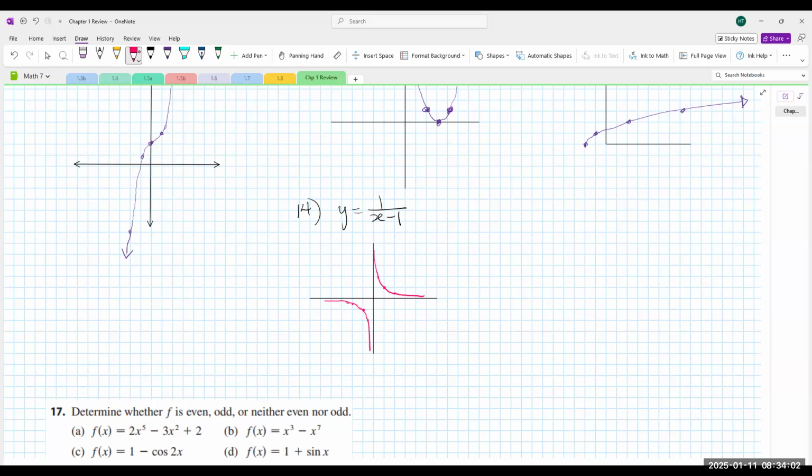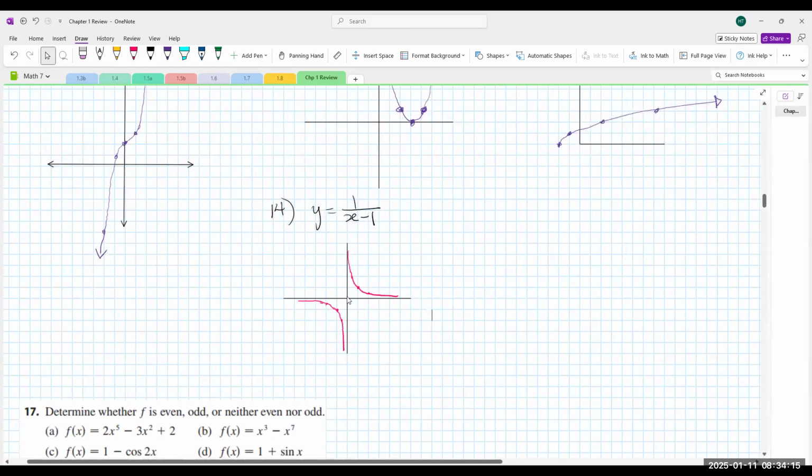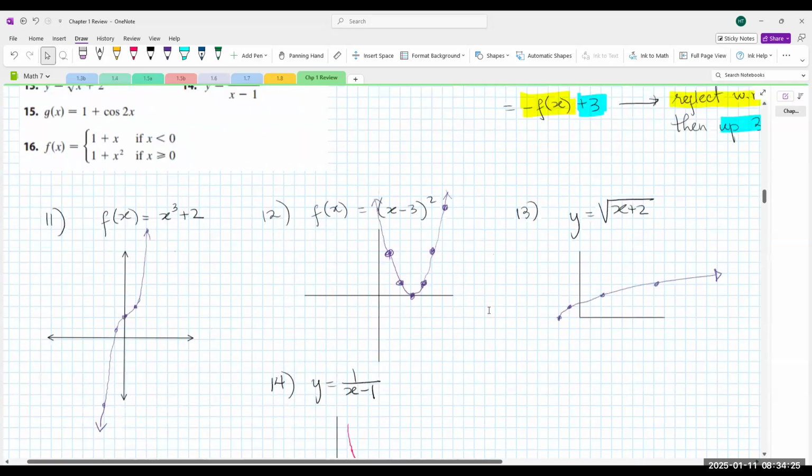Okay, that's the graph of 1 over x. Now, what happens if we replace the x by x minus 1? It means we move the graph 1 unit to the right, or we can also think of it another way: we move the coordinate system 1 unit to the left. So that's what it will look like. Okay, that's for number 14.